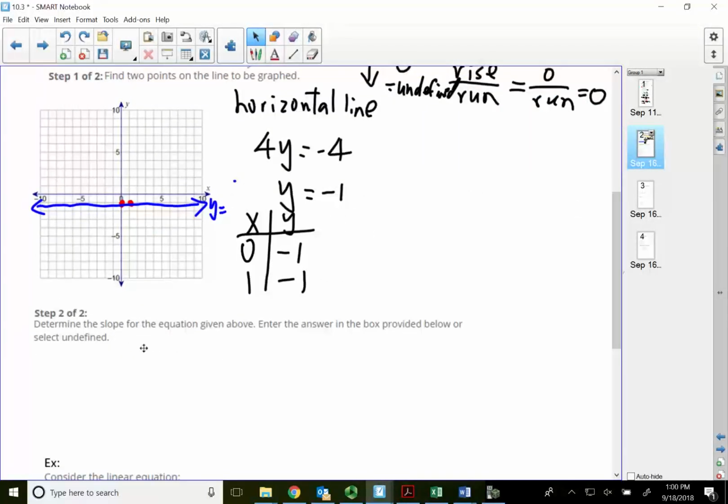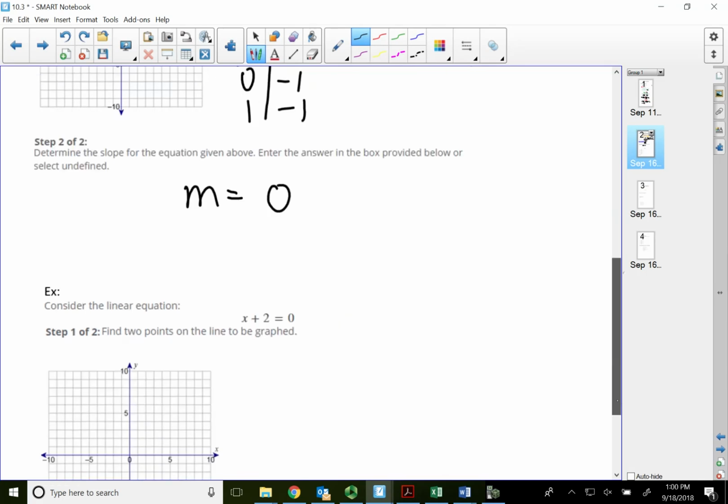All right, determine the slope for the equation above. Enter the answer in the box provided or select undefined. So on the homework, you should have a box right here. This is a horizontal line, so my slope m is always equal to 0.